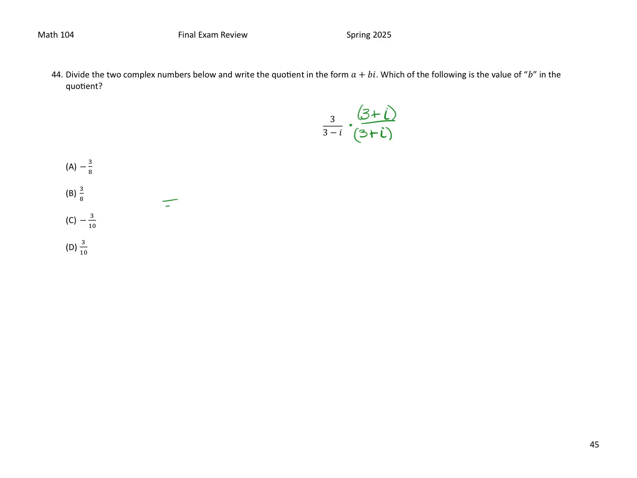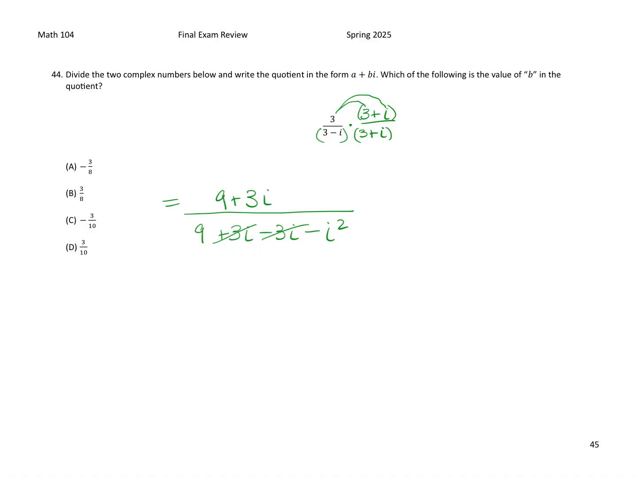So I'm going to FOIL on the bottom, and on the top, I'm just doing a regular distribute. 3 times 3 plus i would be 9 plus 3i. And on the bottom, I do FOIL. So I do 3 times 3 is 9. And then I have plus 3i minus 3i minus i squared. And now I just simplify.